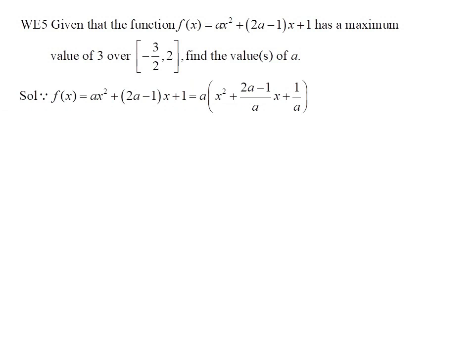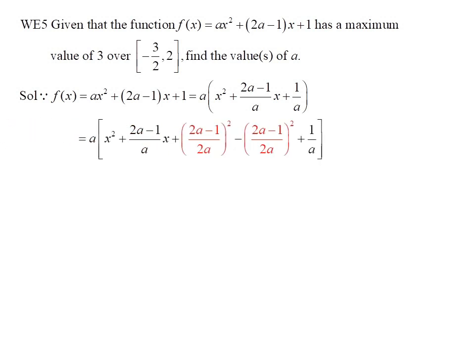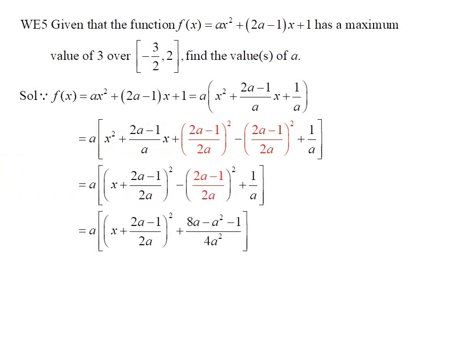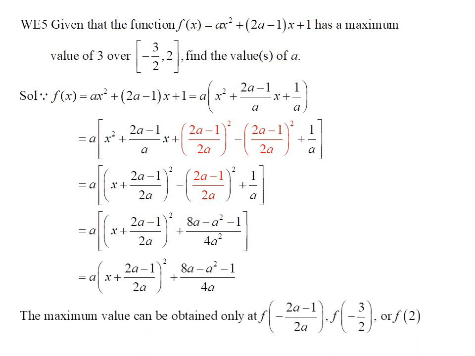To answer this question, we need to transform the expression of the function to its turning point form. Since the quadratic coefficient is a, we may move it out so that we can add a constant term to make it a complete square. After being simplified, the turning point form is presented here.